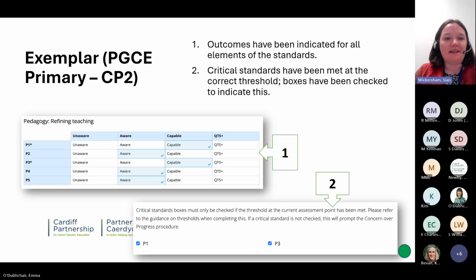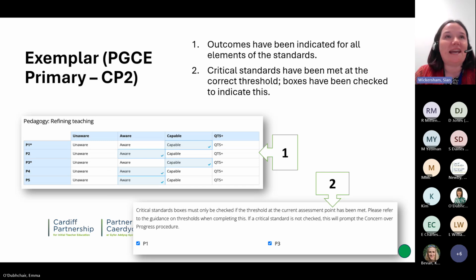Thank you, Emma. So we are now going to have a little look at an exemplar of what some of those boxes where you've got to type things might look like. So this is an exemplar taken from a PGC primary student teacher, and this example is actually from Clinical Practice 2. So we're looking at a slightly different threshold here, but the things that you've got to do remain the same. So number 1, the outcomes have been indicated for all elements of the standards. So we've got P1, P2, P3, P4, P5, and every single one of them has been assessed.